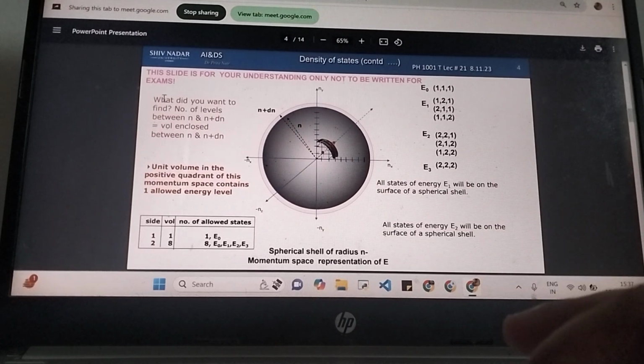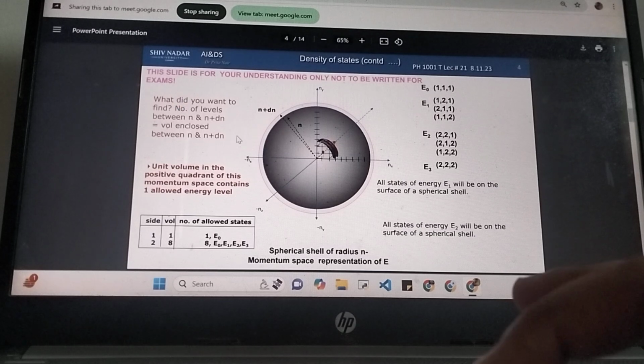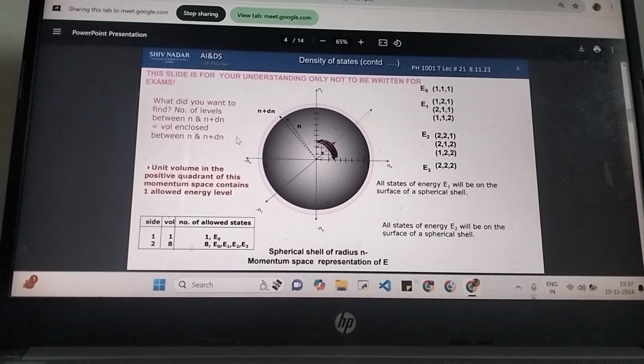So basically what we find out is the number of allowed energy levels between n and n plus dn is the volume enclosed between n and n plus dn. Or if you want me to put it in simple terms, you take a cube of size n by n by n dimensions. If you take a cube of volume n raised to 3, then there are n raised to 3 possible energy states which can be fit within that cube. So how is this knowledge going to help me?